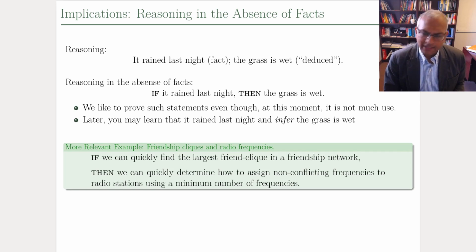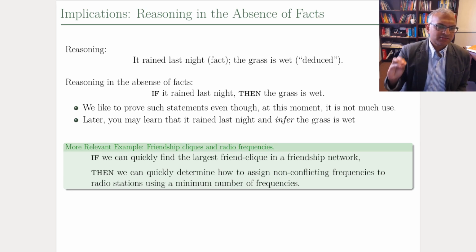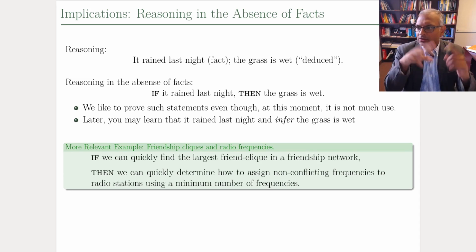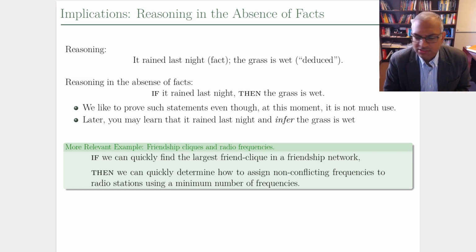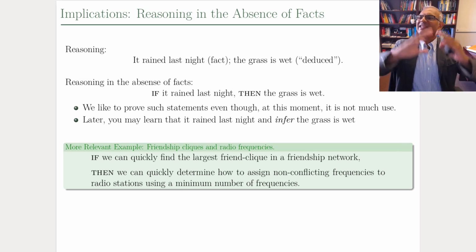So here's a claim. Okay, it's an implication. So what it does is it links two things together. And we're not at a stage where we can prove such a claim, but supposing we did. So if we can quickly find the largest friend clique in a friendship network. So we talked about friendship cliques, groups of people who all mutually know each other. So you have a social network like Facebook with 3 billion people. Okay, what's the largest friendship clique?